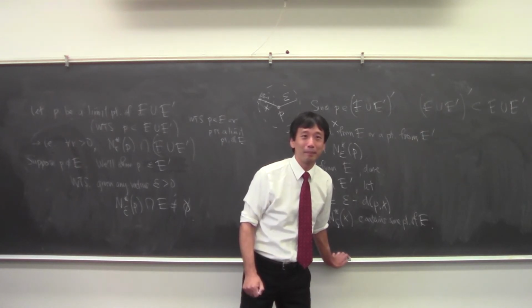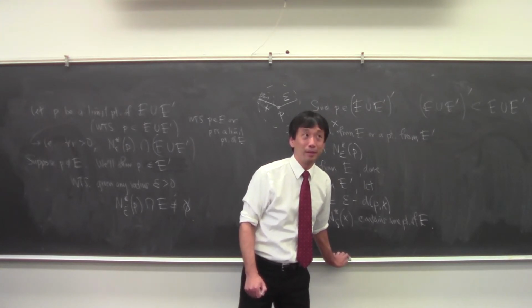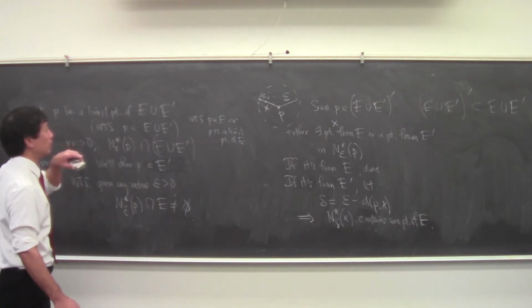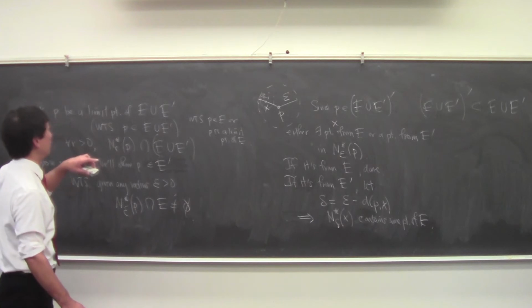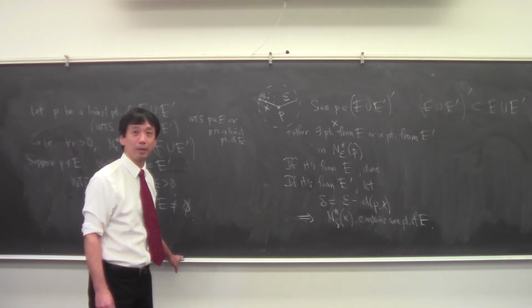So we wanted to show that P exists in E union E prime, or the set of limit points of E. Yes, that's right. So we wanted to show P is in E, or P is a limit point of E. So we suppose P is not in E. How do we show that? And then we showed if it's not in E, then it's a limit point.